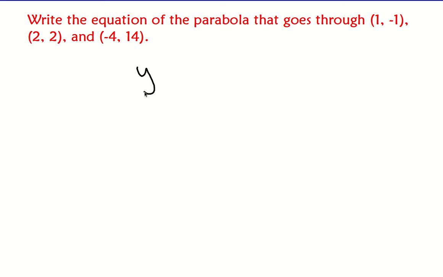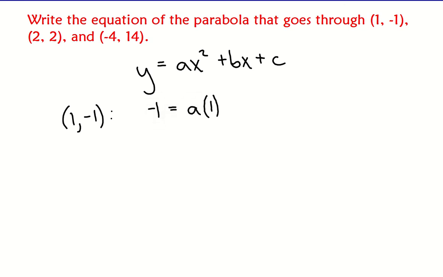So I'm going to use standard form for this, y equals ax squared plus bx plus c. I'm going to put the x and y coordinates into those equations, and do that for all 3 points. So if I use the fact that x is 1 and y is negative 1, that produces the equation negative 1 equals a times 1 squared plus b times 1 plus c.